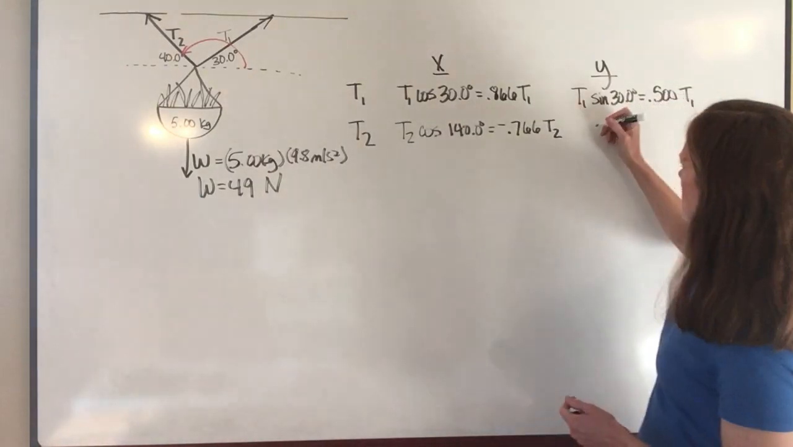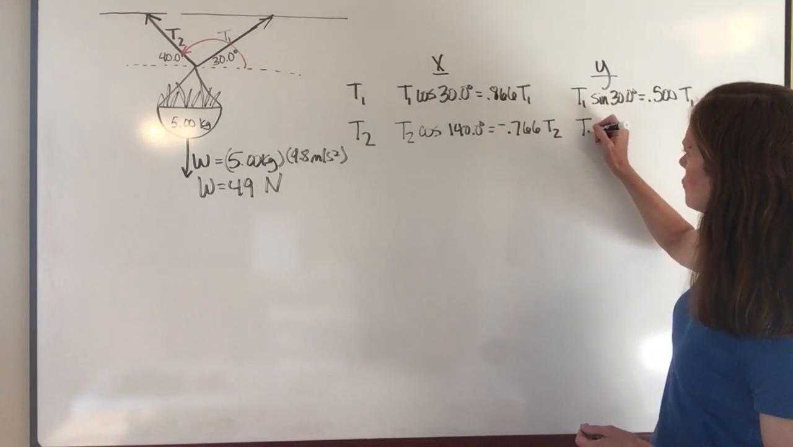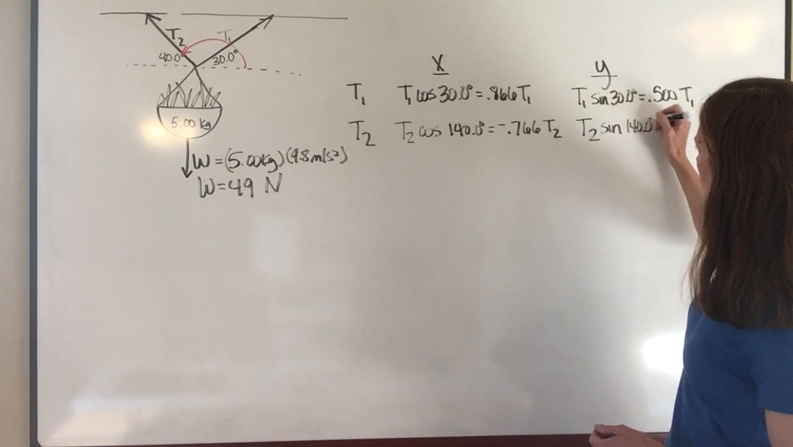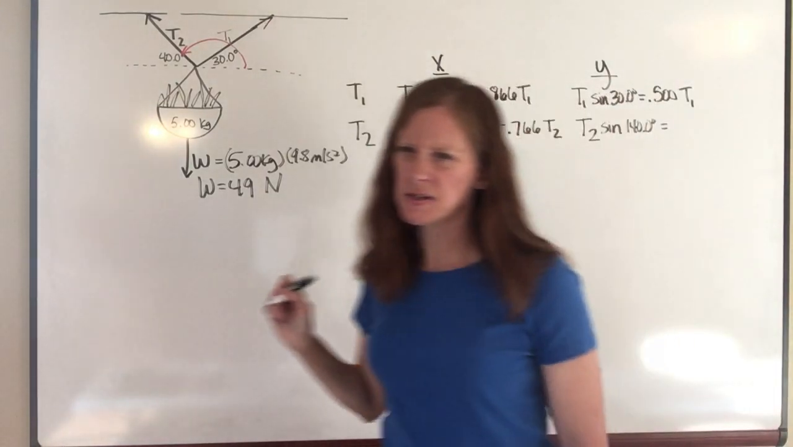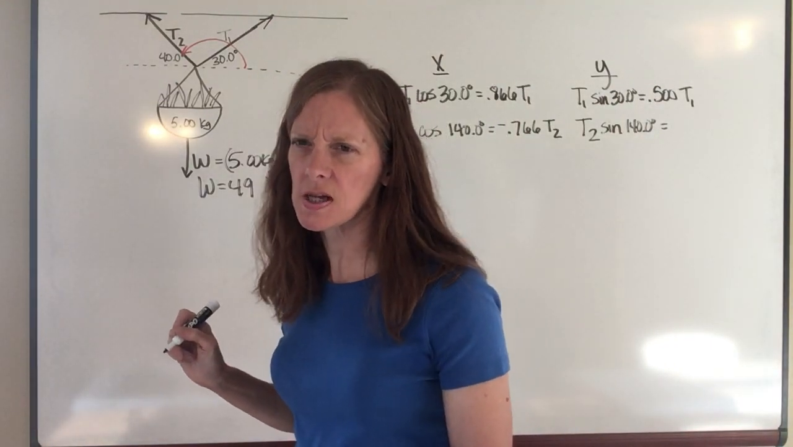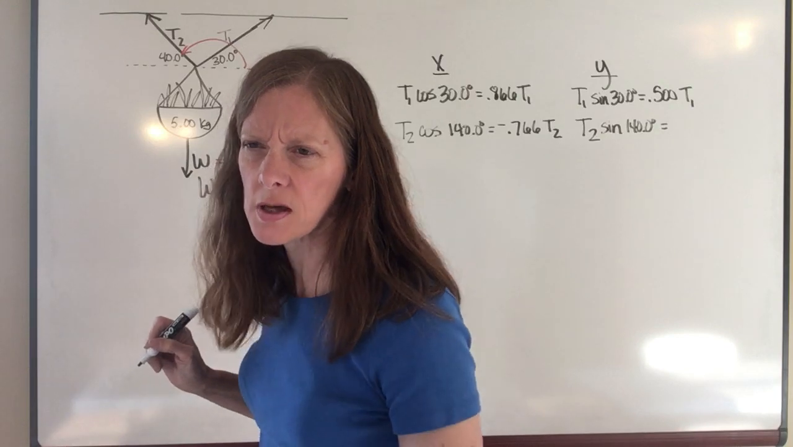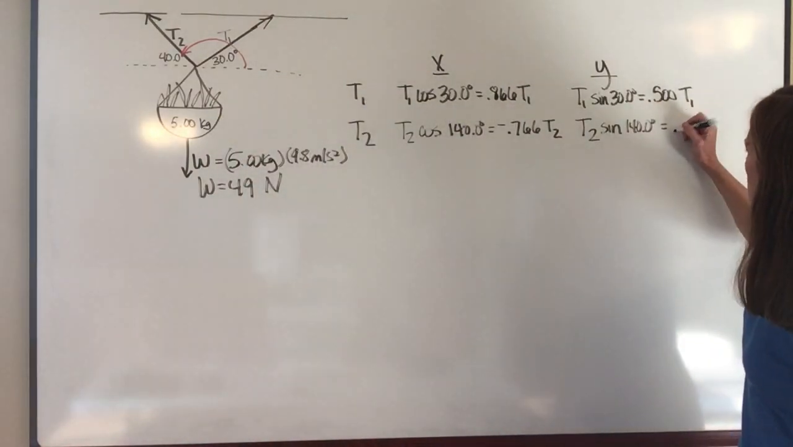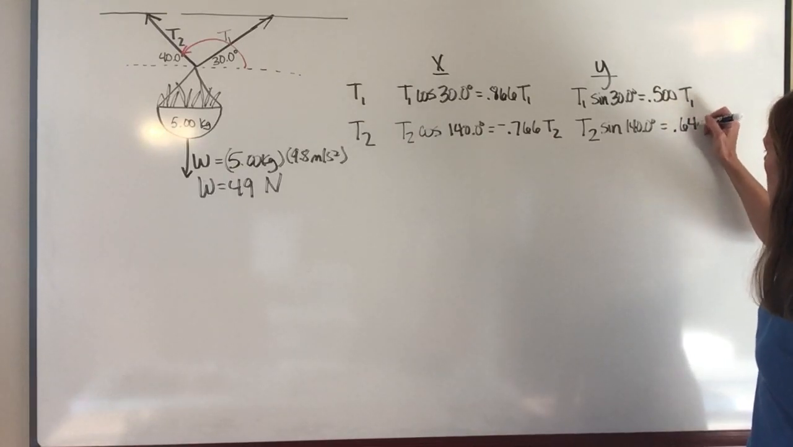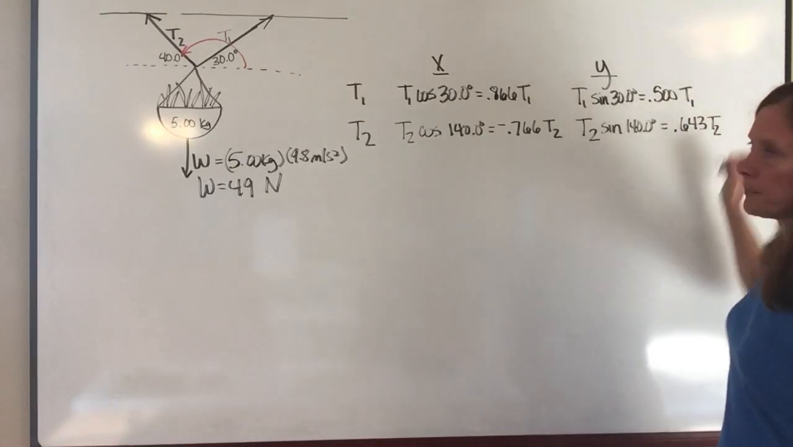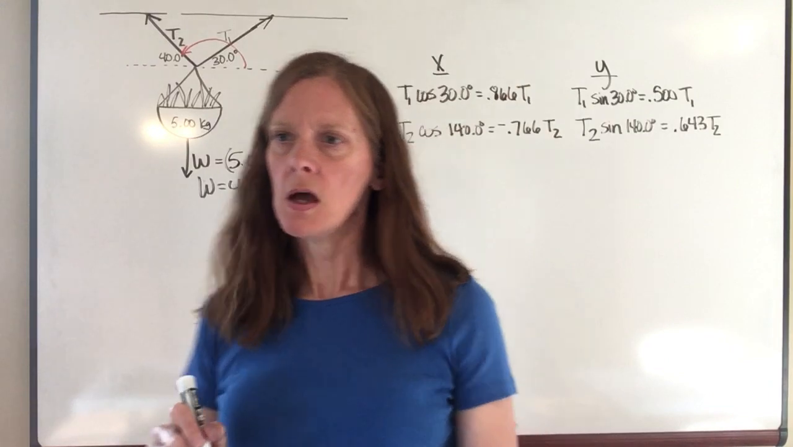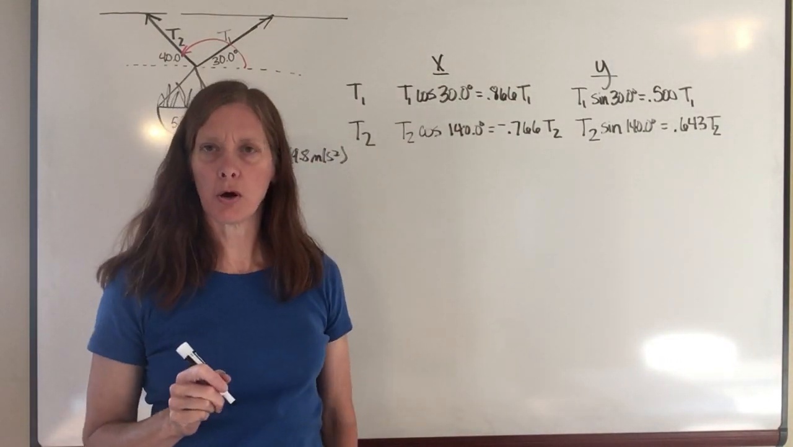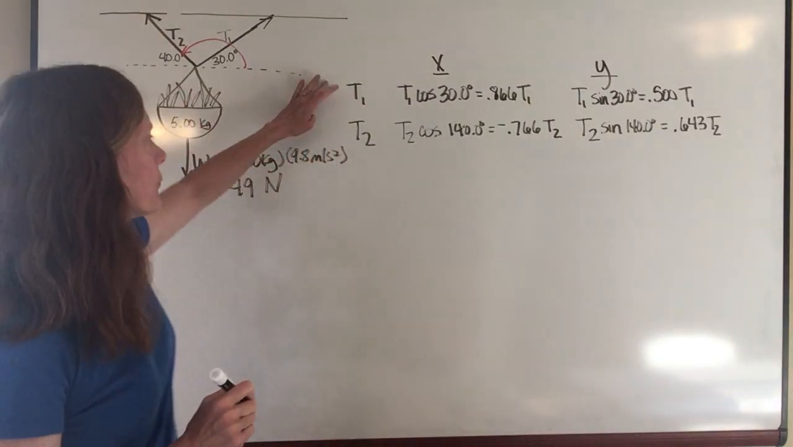And then that means that the y component is going to be T2 times the sine of 140 degrees. And the sine of 140 degrees is, where did I write that down at? 0.643 times T2. Okay, so there are my horizontal and vertical components of both of the strings.